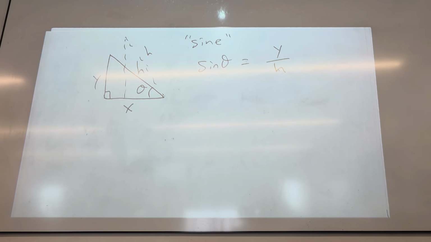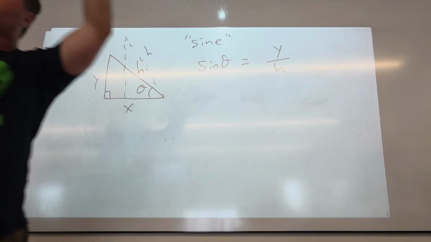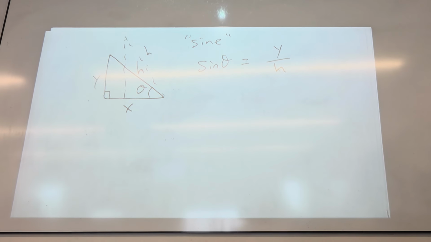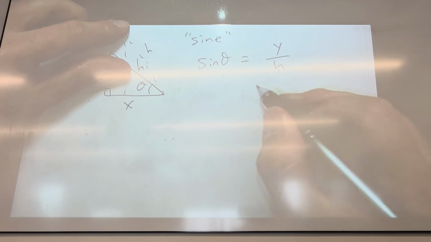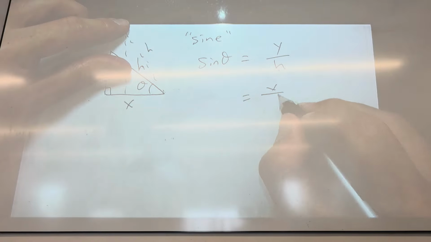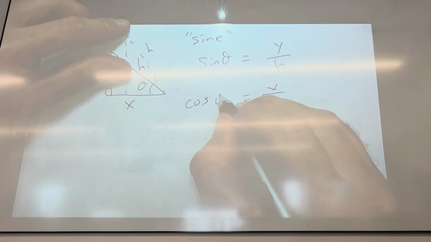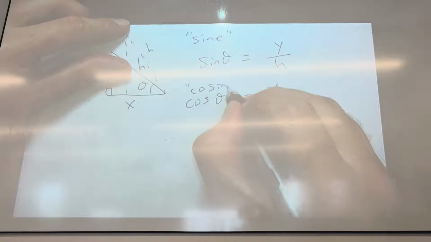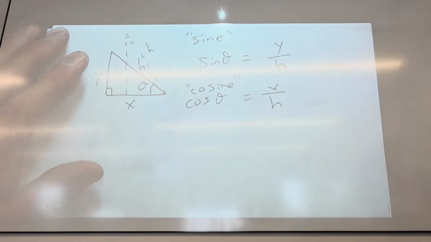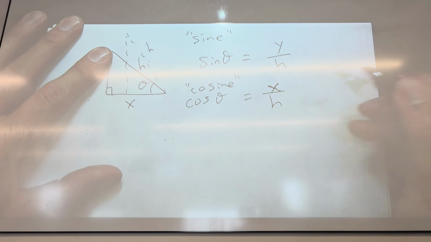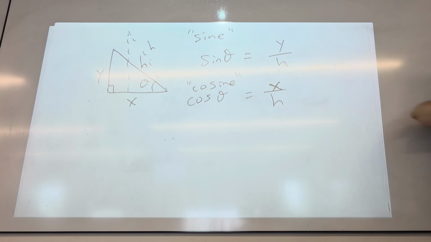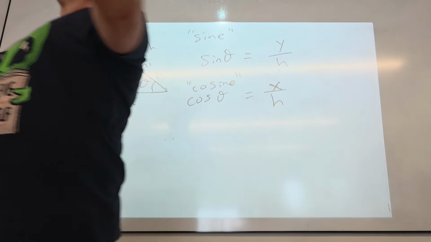That's why I know they're going to exist. And we just created this. We just made it. And then, for the ratio x over h, we use cosine. Now, so far that feels pretty good. Do you agree? You got sine as the y piece, and then cosine.